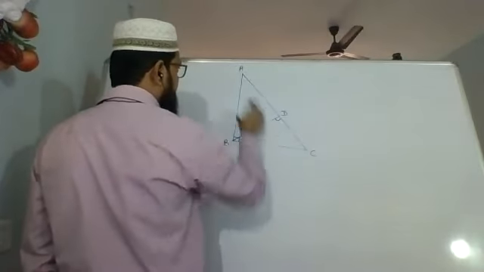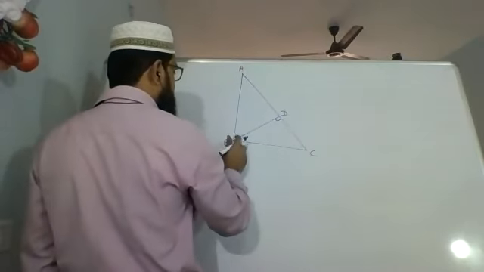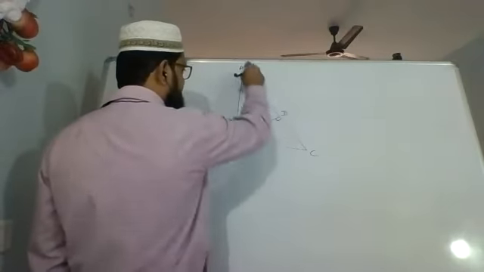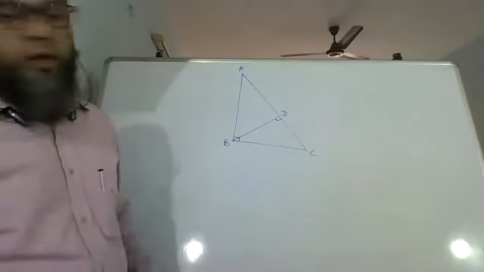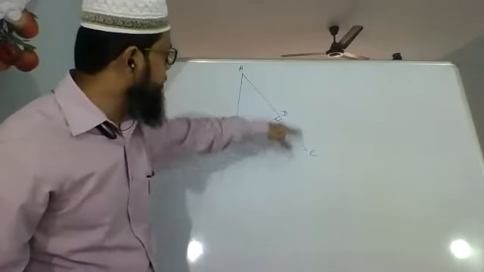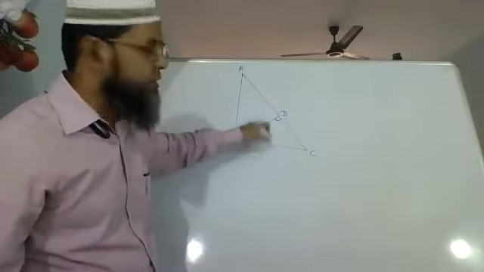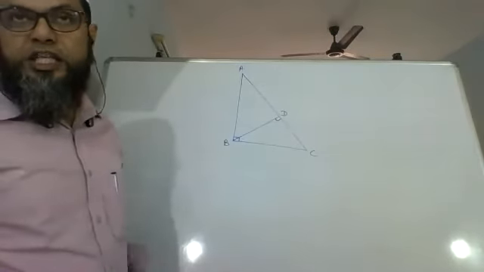So what does it say? In a right angle triangle, that is in triangle ABC, if an altitude is drawn to the hypotenuse, that means BD perpendicular to AC, then the triangles so formed, that means these 2 triangles, are both similar to triangle ABC, as well as similar to each other.